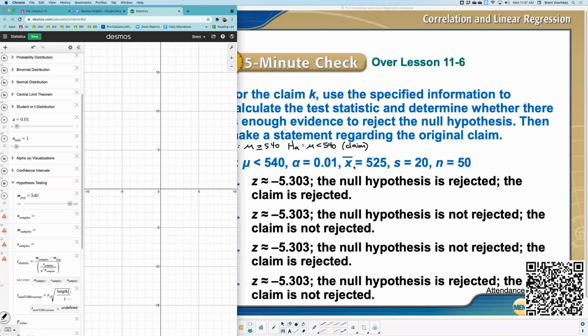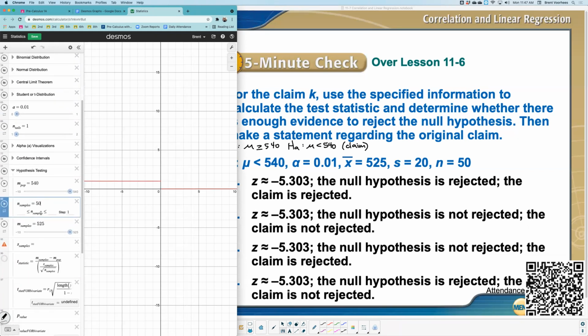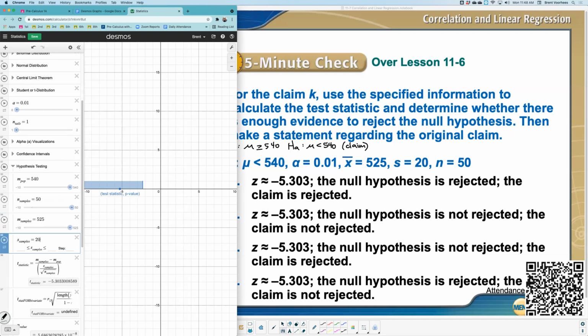And let's see here. It says the X bar, which is the mean of the sample, is 525. We have a total number of samples that is 50. So we use the normal distribution rather than the t distribution because it's greater than 30. The standard deviation here is 20. And let's see, is that all of it? Alpha, we got all that information in there. Okay, so now let's show you the visual.